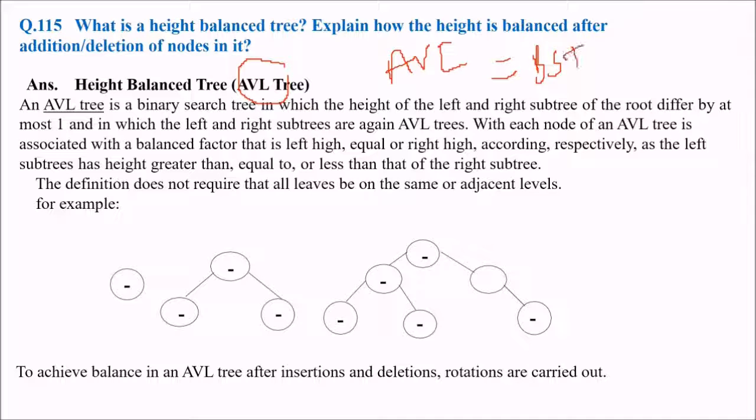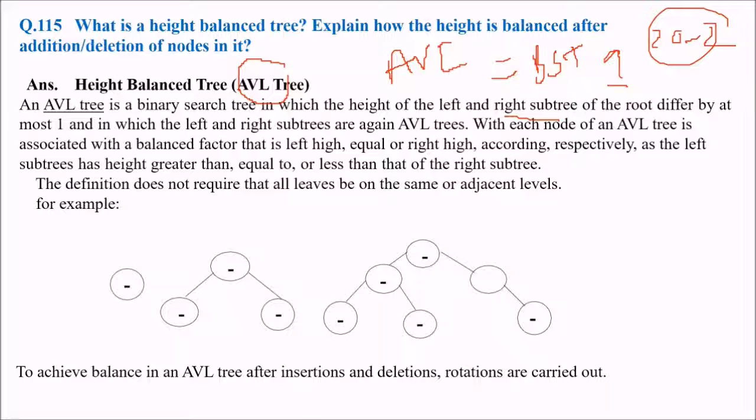It is a binary search tree in which the height of the left and right subtree of the root differ by at most 1. If it has 2 or minus 2, you have to balance it. So the left or right subtree of the root differs by at most 1, and the left and right subtrees are again AVL trees only.